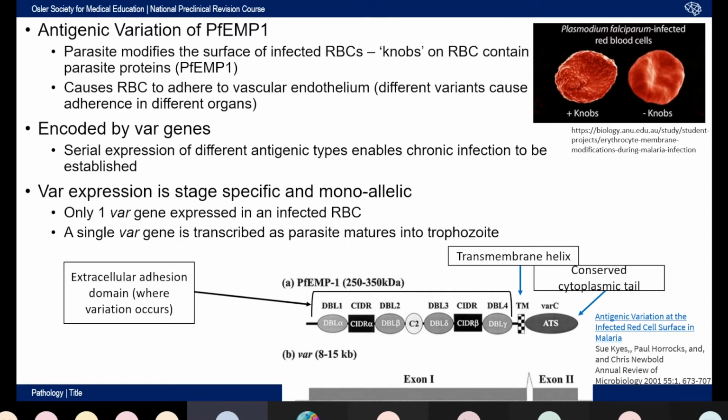And so the antigenic variation is regulated at several levels, including the DNA sequence elements, epigenetic factors, so the conformation of the chromatin, and also the physical nuclear position of the VAR genes.